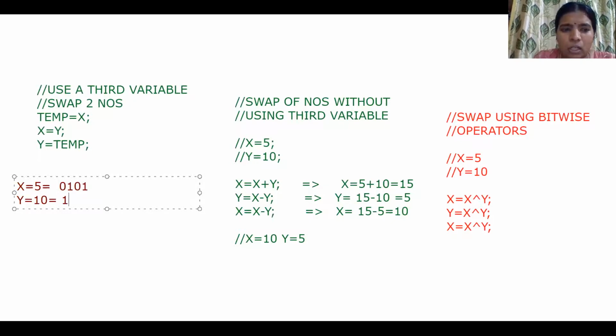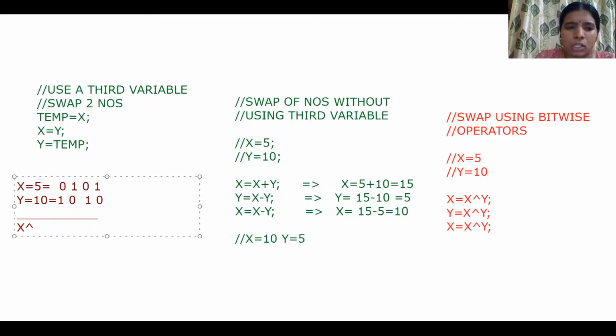So 8 is 1, 0, 0, 0. If you want to align the bits, you have to have some space. So therefore it is 1, 0, 1, 0, which is 10. Now, what are you going to do? You're going to do an operation called x cap y. So x exclusive or y is your logic.